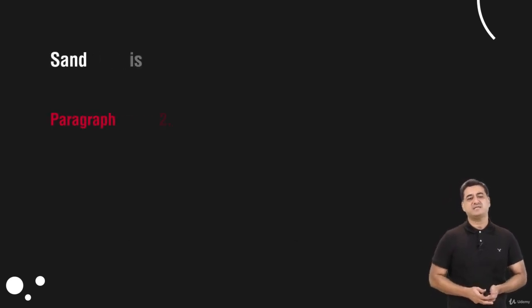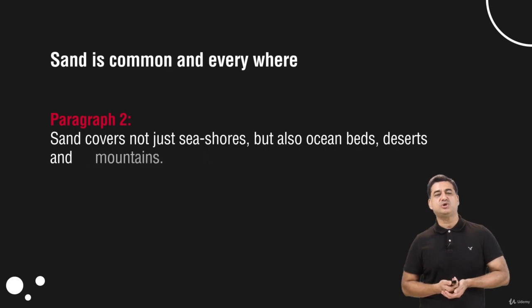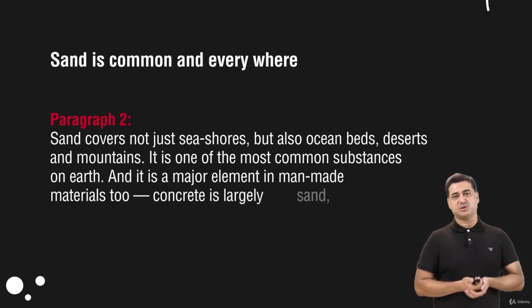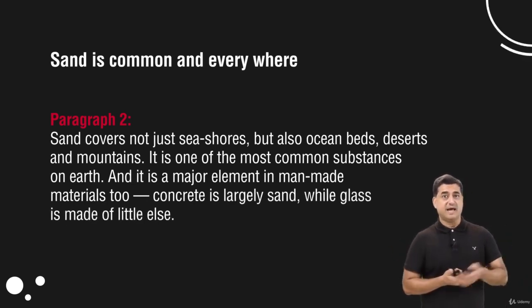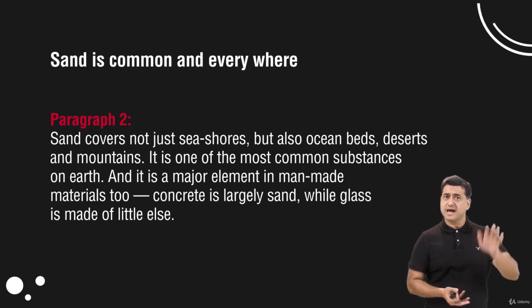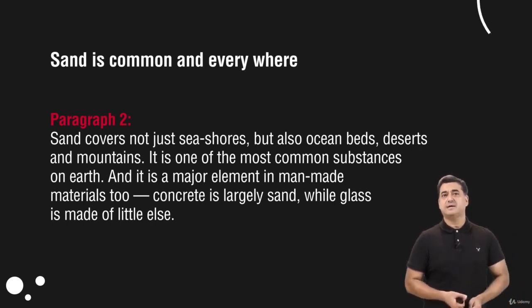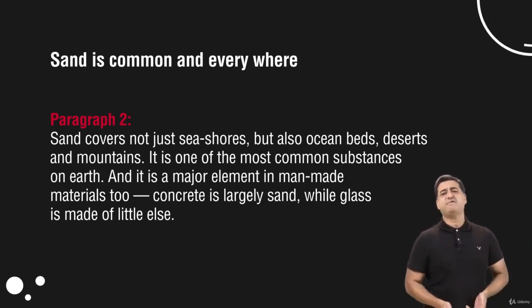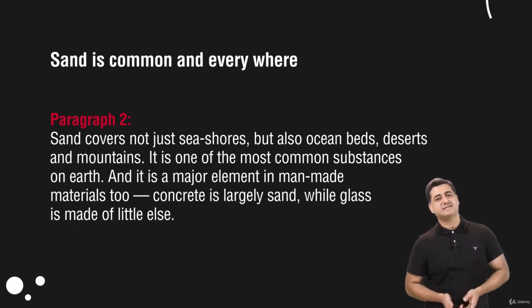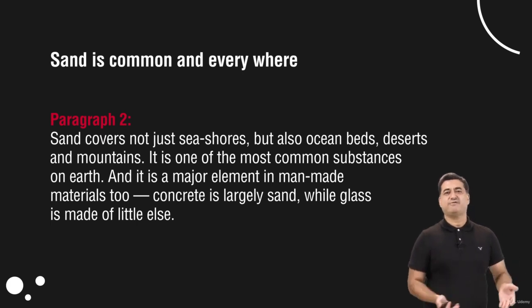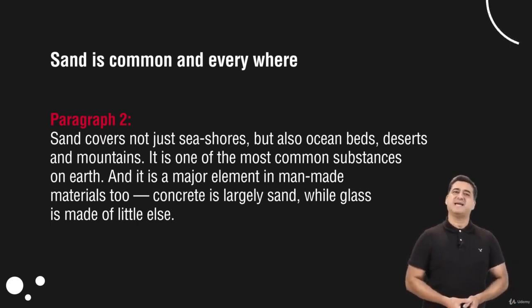The next paragraph says, sand covers not just seashores, but also ocean beds, deserts, and mountains. What does this mean? As far as I am concerned, it means that sand is not only on the beach or on the seashores. It is inside the ocean also, on the ocean bed. It is in deserts also. It is in mountains also. It's everywhere. So the first sentence suggests that sand is common and it is everywhere. Now move on to the next paragraph.